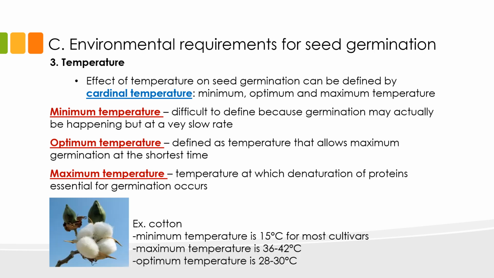In cotton, the cardinal minimum temperature for most cultivars has been identified as 15 degrees Celsius. This is equivalent to 0 degrees in cotton. The cardinal maximum temperature is 36 to 42 degrees Celsius, and the cardinal optimum temperature is 28 to 30 degrees Celsius.